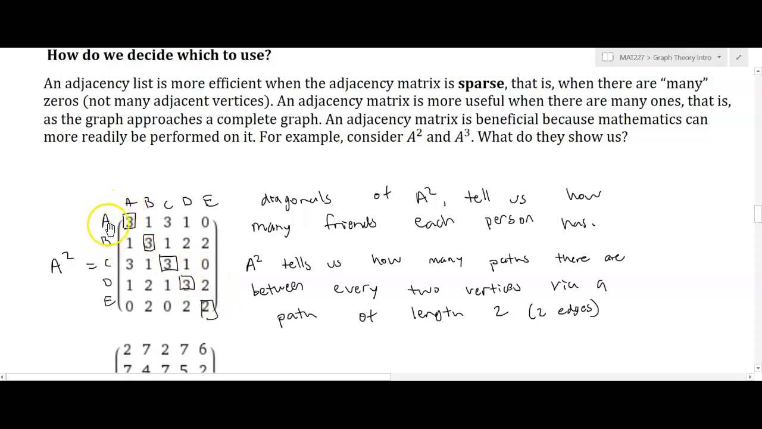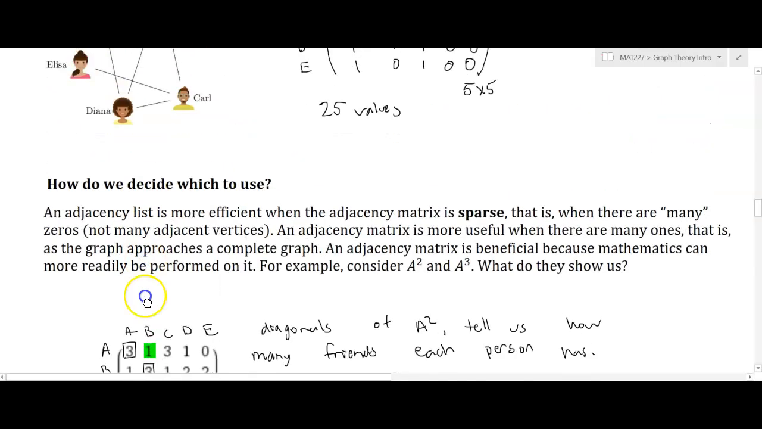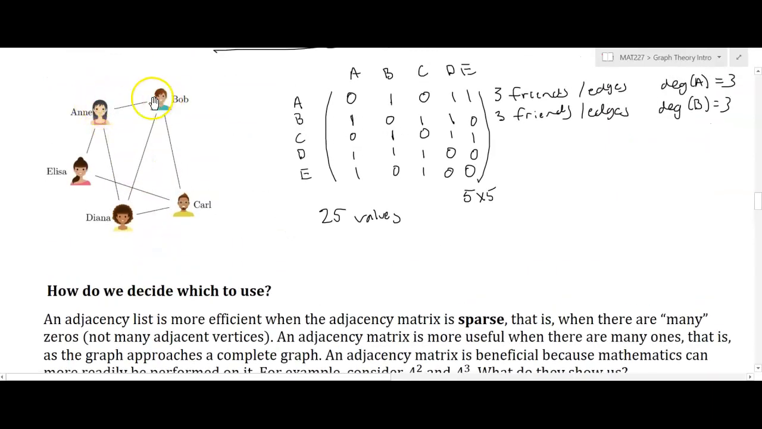Now, for example, here, Ann and Bob, there's one way to get from Ann to Bob in a path of length 2. So Ann to Bob, well, there's one direct path, but this tells me that there's one way to get from Ann to Bob in 2 edges. So if you go from Ann to Diana and then to Bob, that's a path of length 2, and that's the only path of exactly length 2 to get from Ann to Bob.